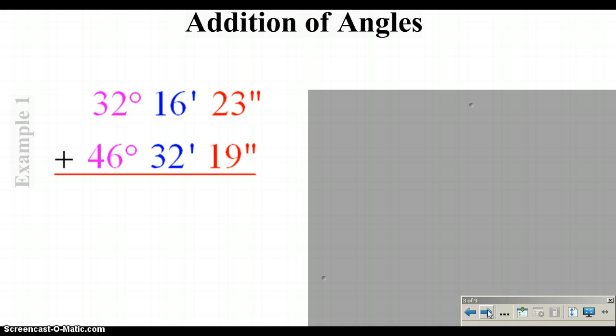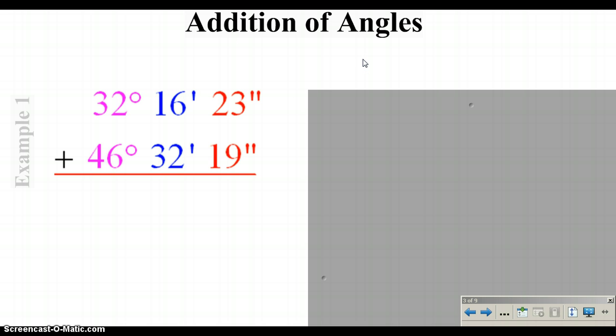Okay, so what do we need to do with it? We need to be able to do the math. And if you leave this video and don't have a complete understanding of how to do it, don't worry. We're going to go over it in class, and then I'm also going to teach you a shortcut at the very end. But I want you to get the concept. This is how it's written: 32 degrees, 16 minutes, 23 seconds.